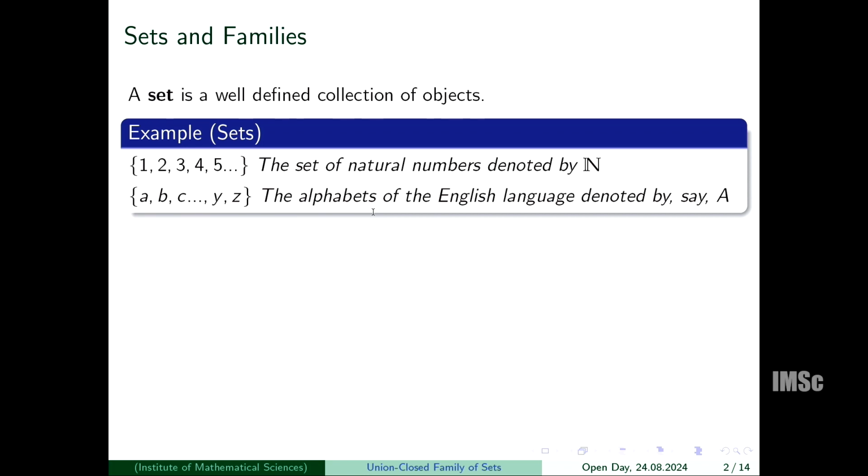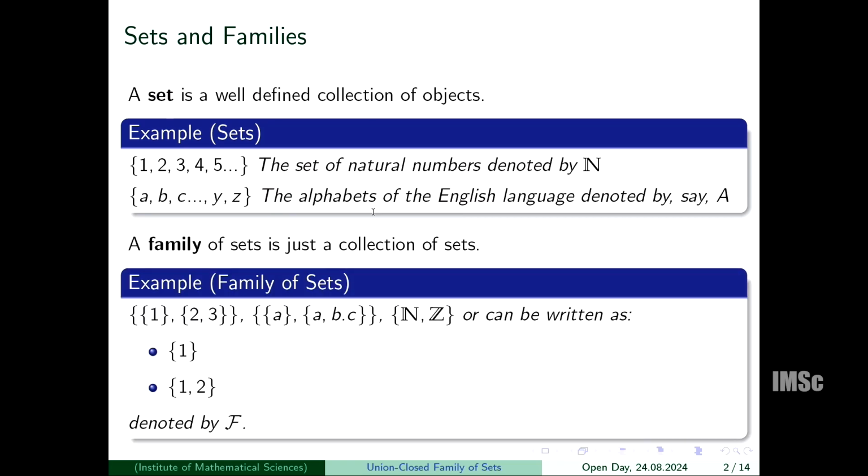This is a set, right? Because these are points in our square such that this condition is satisfied. So there is no confusion about what pairs you should be taking. Other examples are the set of natural numbers you just saw, and I could take the alphabets in the English language.